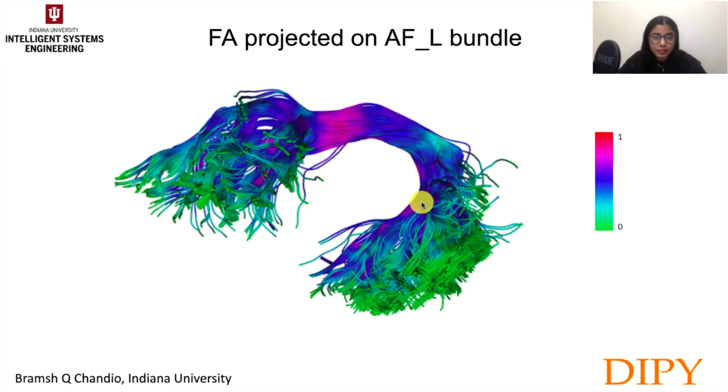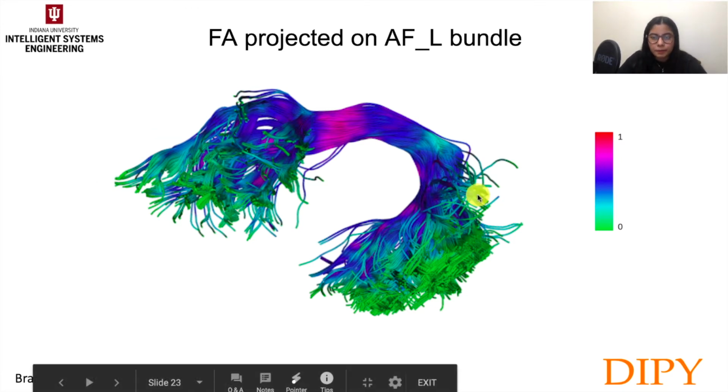At the ends, there's a lot of fanning, and in the middle, it is more consistent and has the same shape. So it makes more sense to look at specific locations of the bundle and just analyze those specific locations where the shape is similar and also the fractional anisotropy or any other DTI measures is consistent, so that we don't have too much variance in our input data.